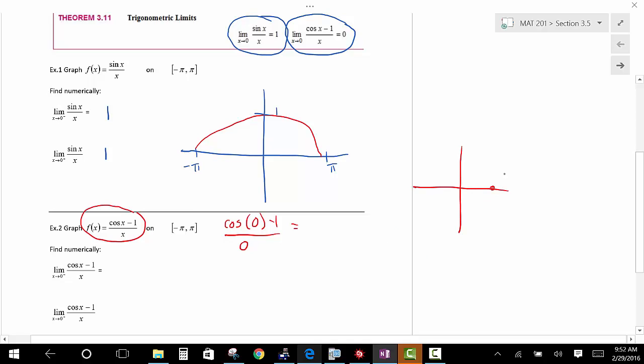When you're at 0 radians, you have the point (1, 0). So what's the cosine? 1. It's the x value. Good. So you have 1 minus 1 over 0. So you have this 0 over 0 limit.